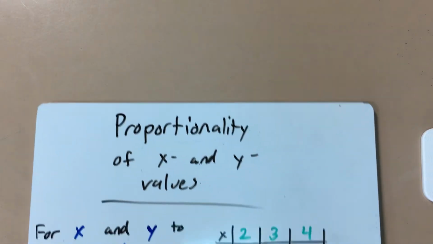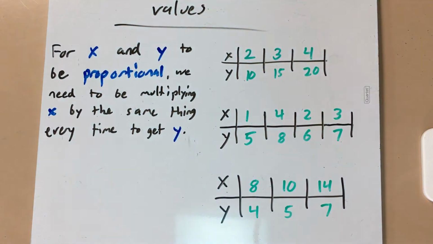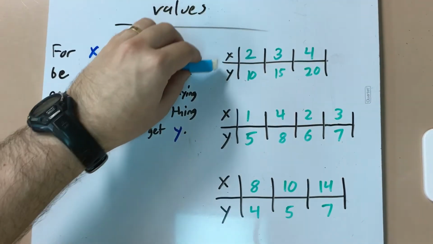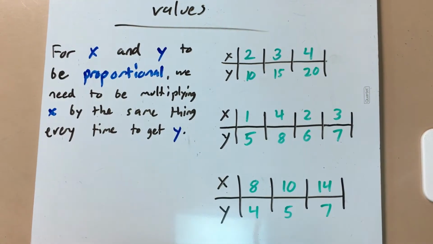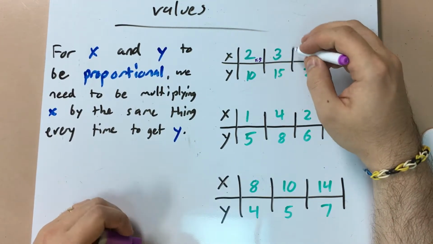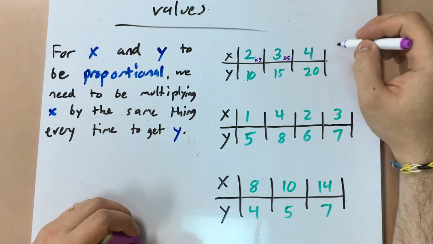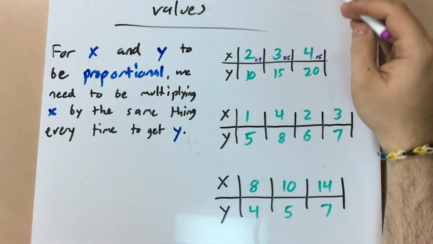So now the second idea related to proportions is called proportionality, and specifically we're looking at a table of x and y values. I'm going to just go ahead and show all of this at once. The basic idea is that in order to know that x and y are proportional, we just need to check and make sure that to get from x to y, we're multiplying by the same thing every time. So for this first example, 2 times what equals 10? 2 times 5. 3 times what equals 15? That's times 5 again. And 4 times what equals 20? That is also times 5.